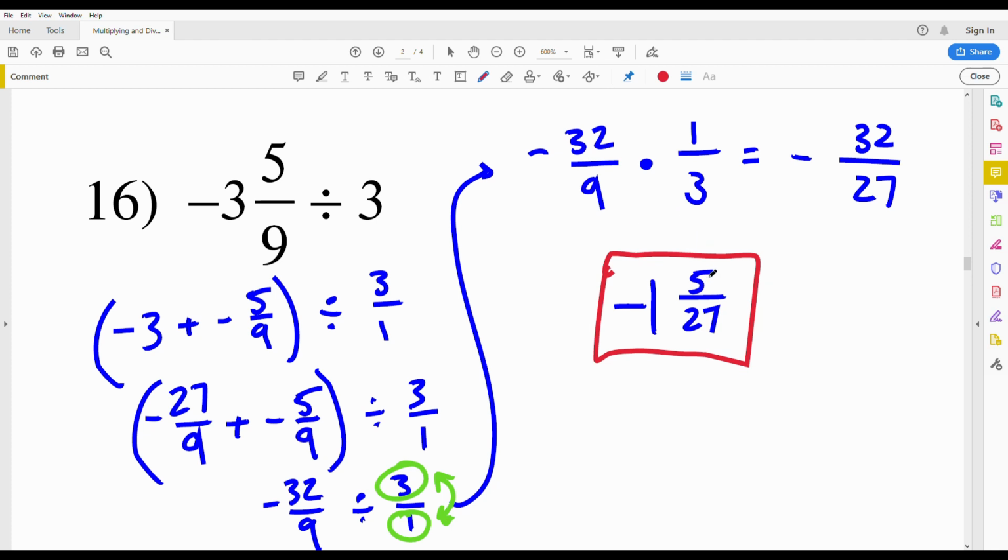And again, in order to figure out the fraction part, I saw how many times 27 went into 32, and it only fit in once evenly. And then once I put 27 into 32 once, I had 5 remaining. So negative 1 and 5 27ths.